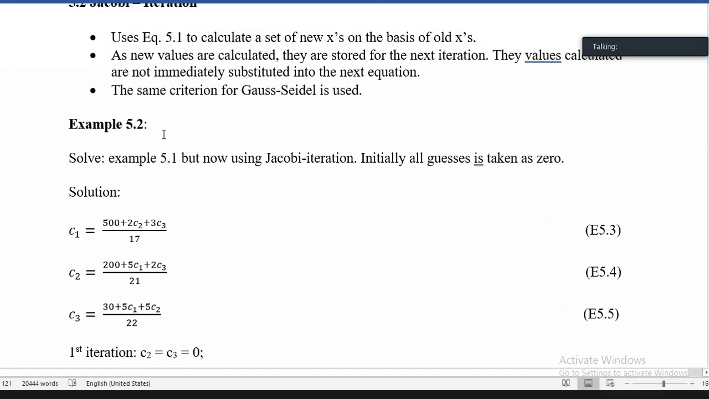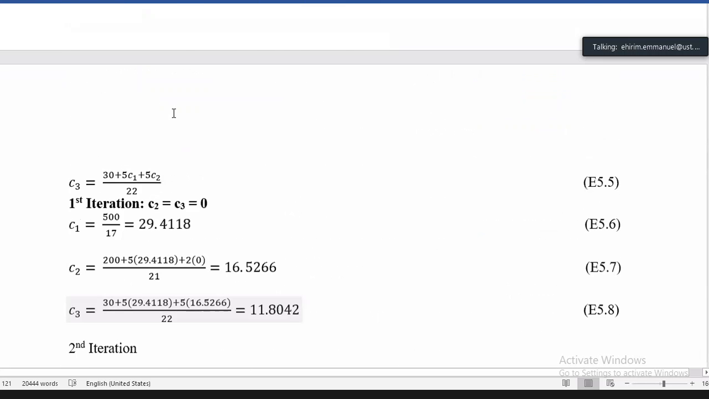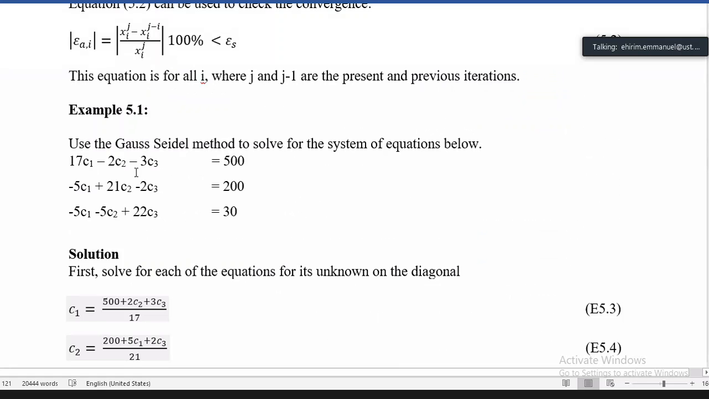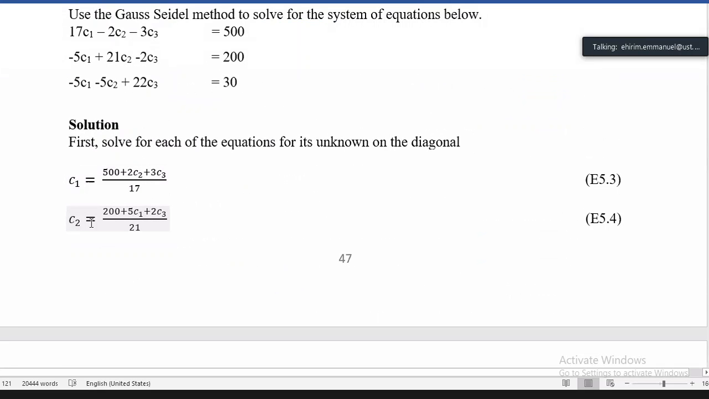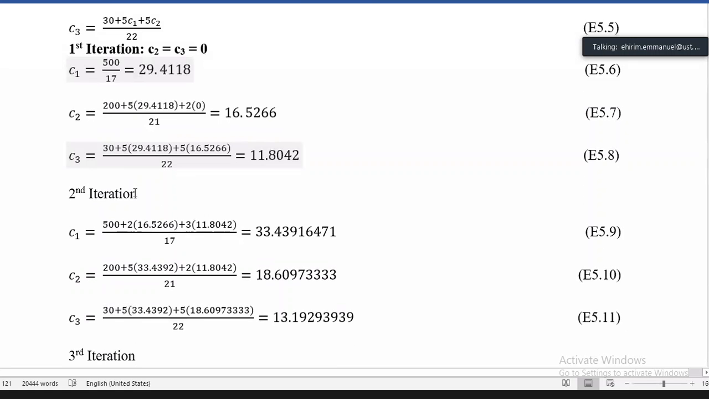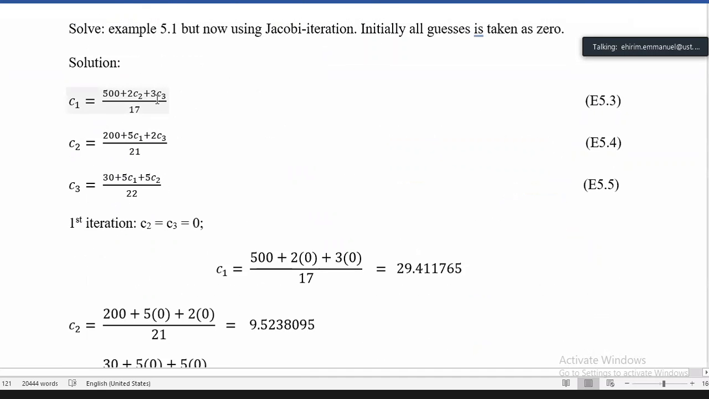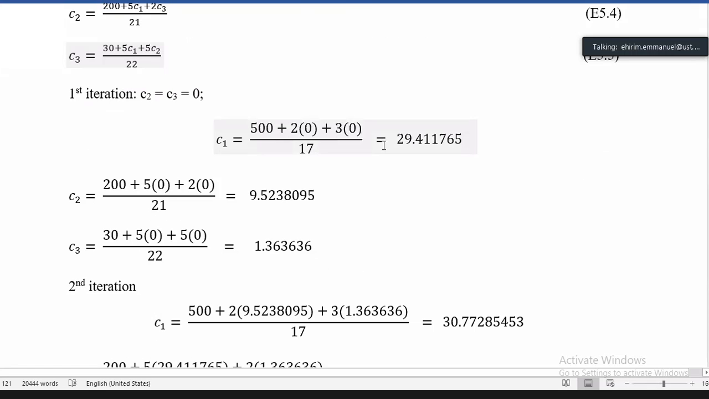So let's see that same equation, that same example, Example 5.1 here. We do all that we did. We do this one, this one, this one. Make the unknown the subject of each of the respective equations. Then we apply Jacobi. We have C1, C2, C3. In the first iteration, C2 and C3 equal 0. So we substitute and we have 500 over 17. That is C1. We keep it.